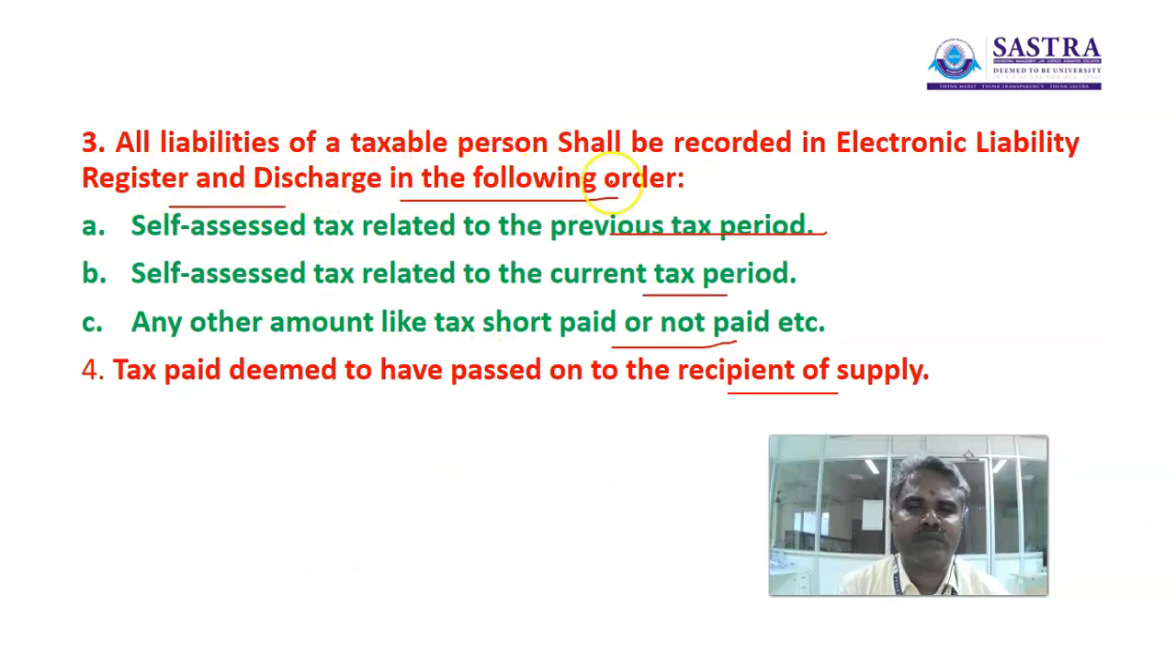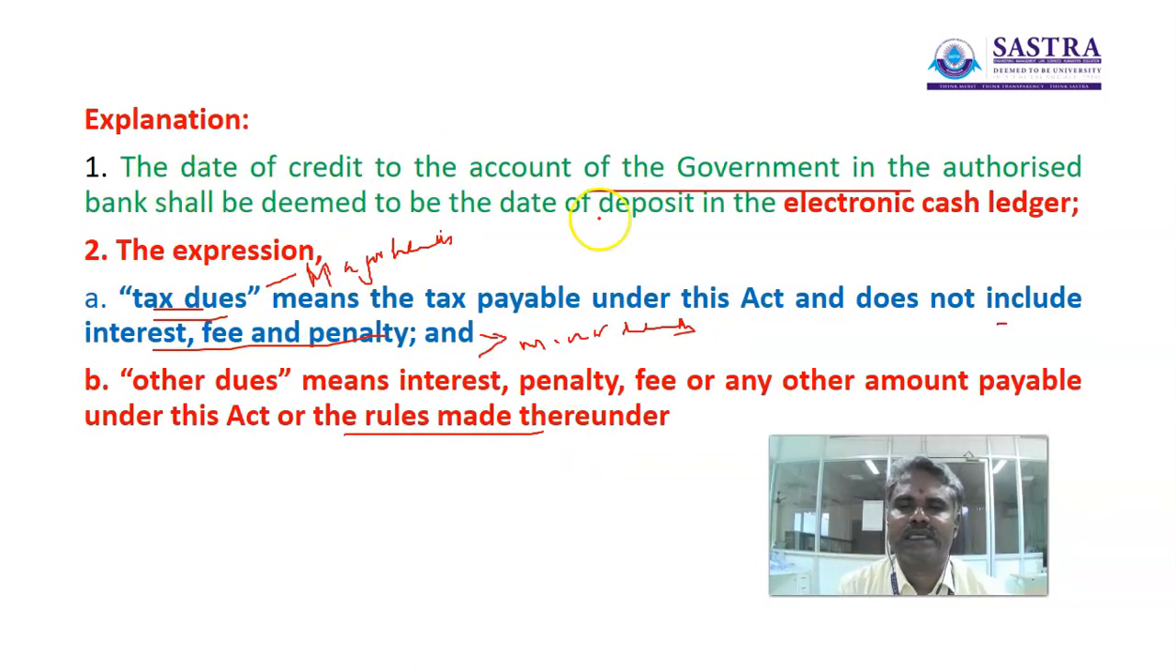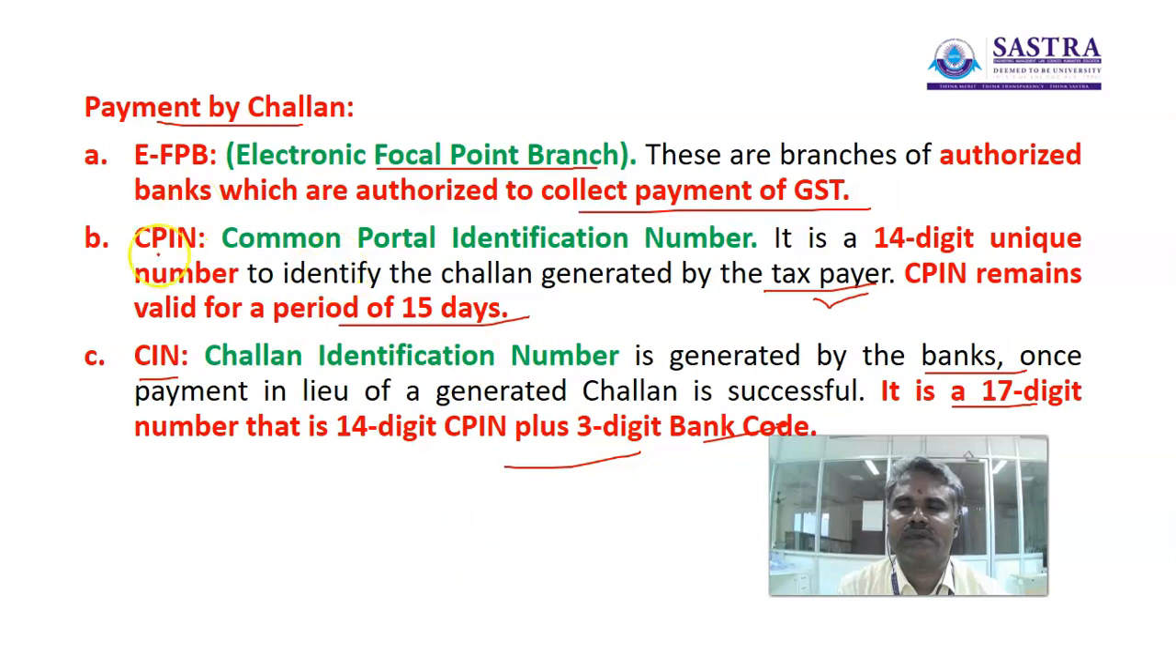Then all liabilities of a taxable person shall be recorded in the electronic ledger and discharged in the following order. First, suppose you have dues for the preceding previous year. First, you have to settle the money for that, then come to the current and any other payment. This is very important. The tax paid has to be passed on to the recipient of the supply. Explanation already discussed. These are the three important challans you have to use.